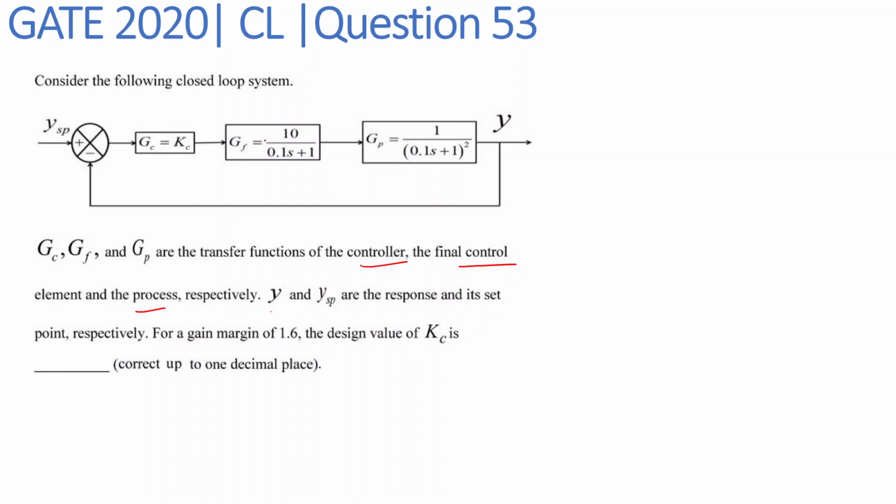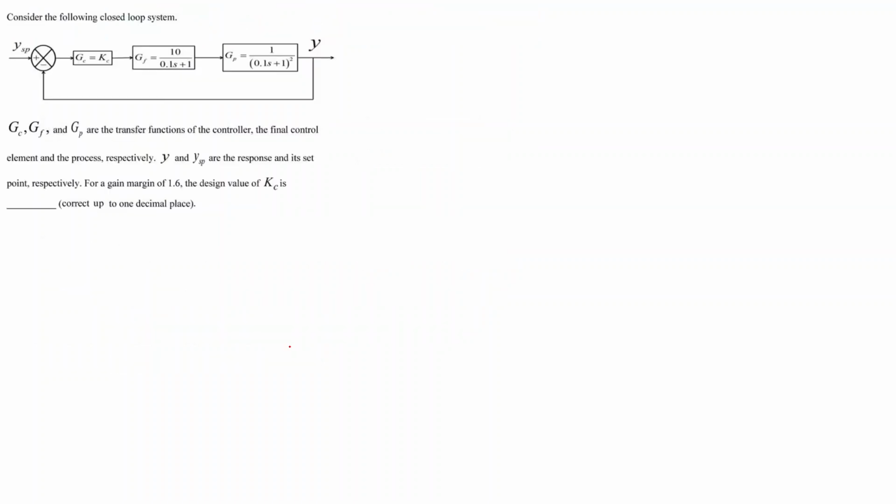So in the given question, we have been provided a block diagram for a closed loop system, and we have been asked to find the controller gain, that is the value of Kc, for a gain margin of 1.6. So let's take a look at the solution. Here we have been given a gain margin and have been asked to find the value of Kc. So how do we define gain margin?